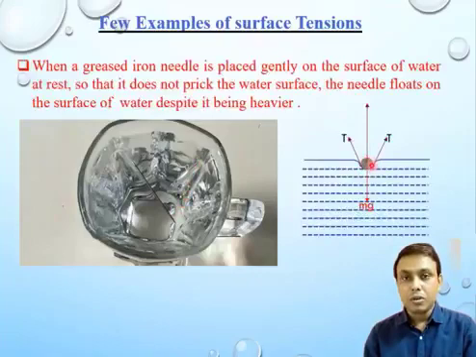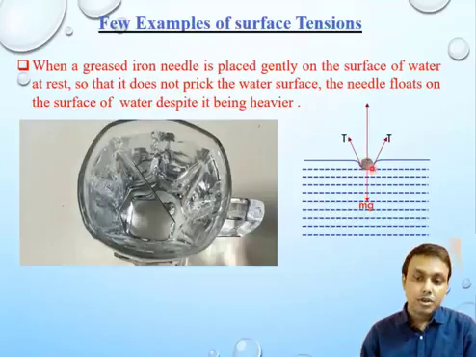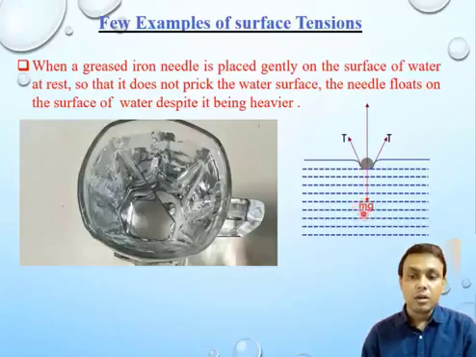This is the cross-sectional view of the needle. The surface tensional force acts along this surface and also along this surface. So for these two surface tensional forces, there is a resultant force. This resultant force balances the weight of the needle.